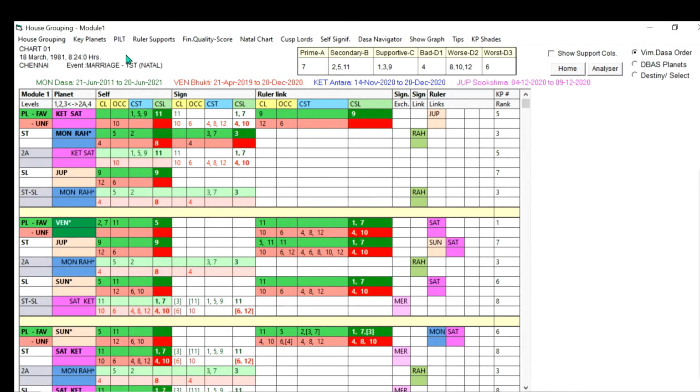What is PILT? PILT means Planetary Interlink Theory. Let me explain the importance of this PILT tool in this Advanced version. This PILT tool is present, which is not there in the Classic version. Let me tell you about the PILT tool.